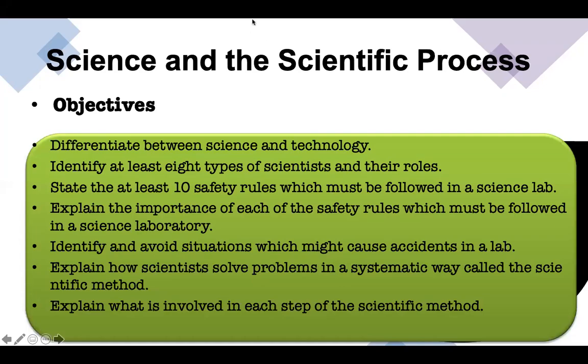We're going to try and explain how scientists solve problems in a systematic way called the scientific method, and explain what is involved in each step of the scientific method. So we want to complete up to five points, 1, 2, 3, 4, 5. I want to complete those first 5 points in this class. It's a lot of information, so we're going to have to move ahead.